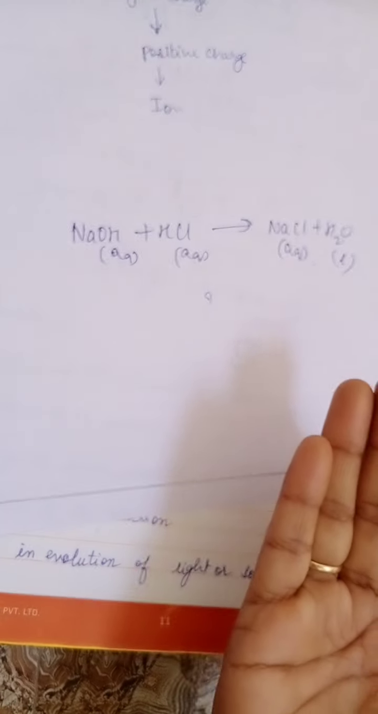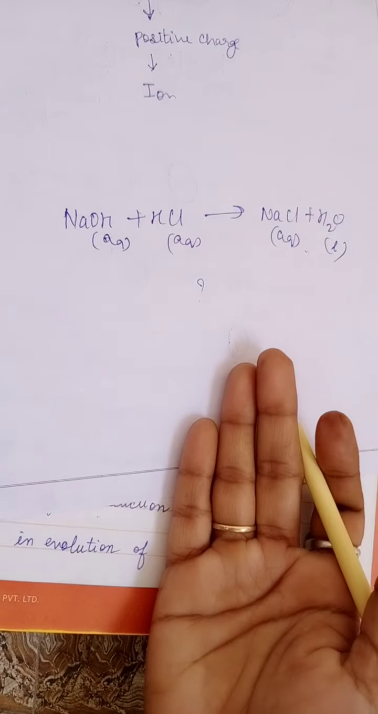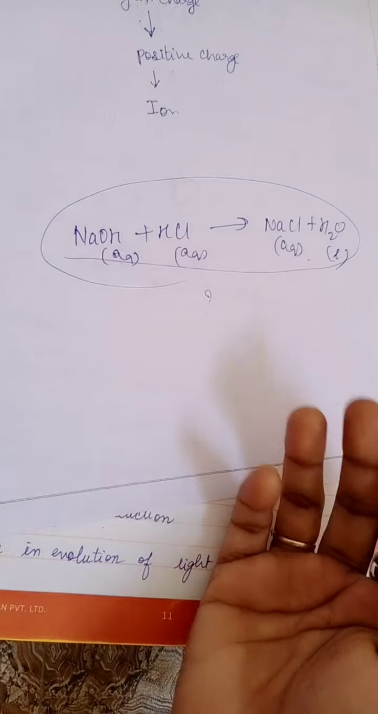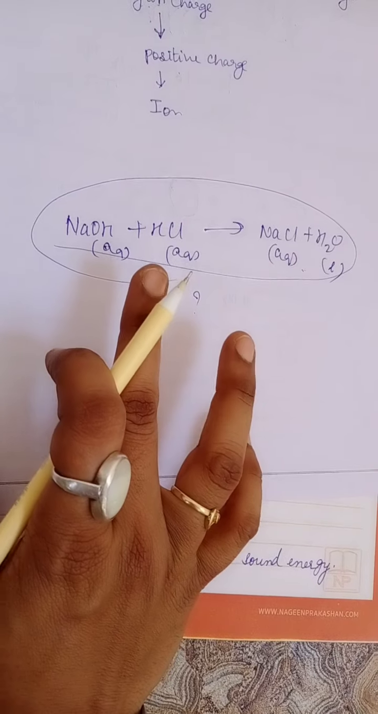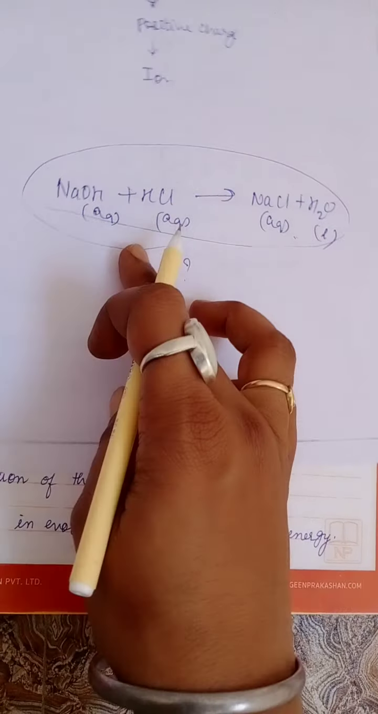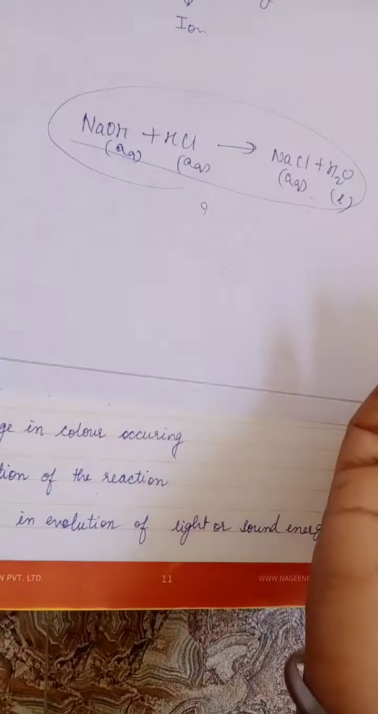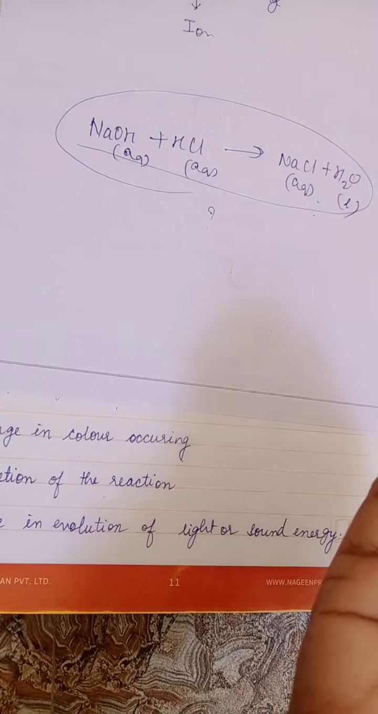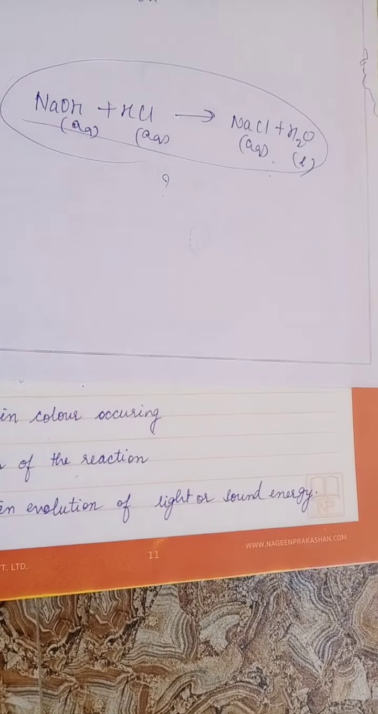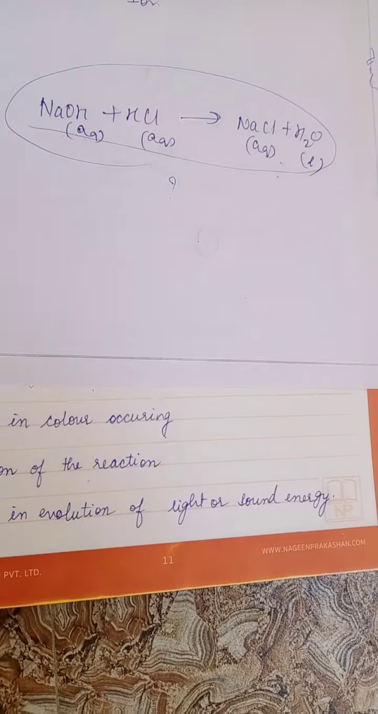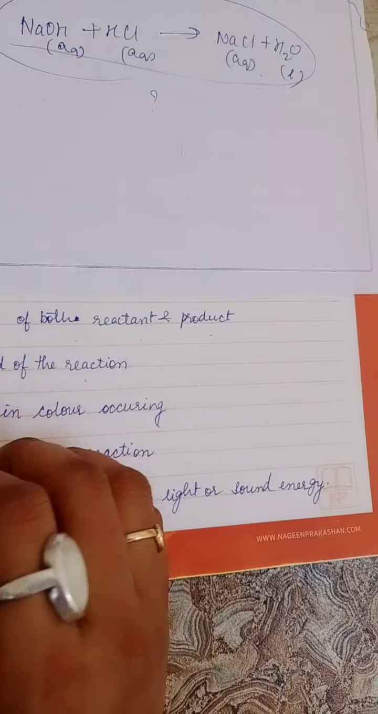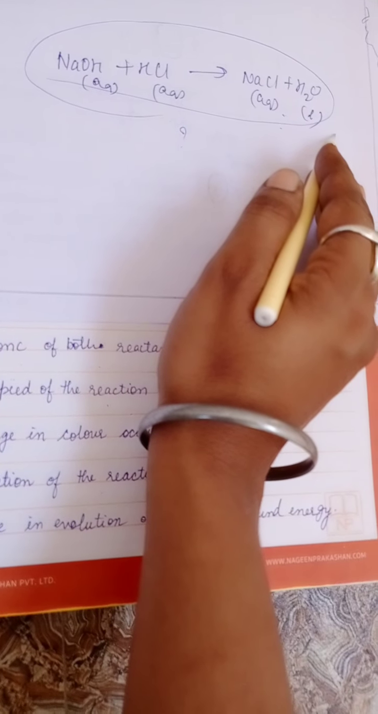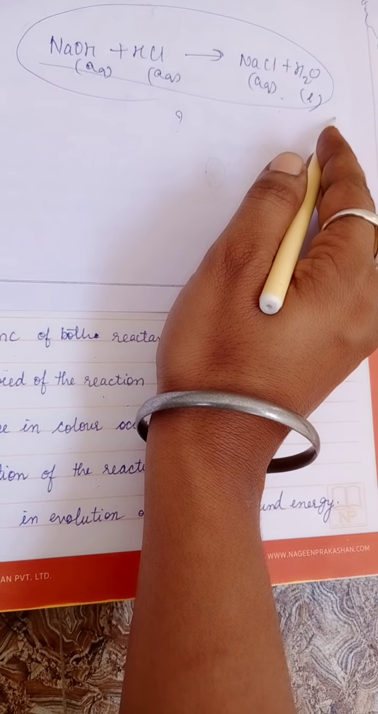Is there any evolution of light energy or sound energy being produced here? By looking at this chemical equation, can you tell me? No. By looking at the chemical equation, we cannot guess whether light energy or sound energy is being produced. Can you tell me any color change in the reaction? I have not mentioned any color change. Until and unless you observe, you cannot see the color change. Can you tell me the speed of the reaction? What time has been taken to complete this reaction? No, we cannot tell the speed of the reaction.